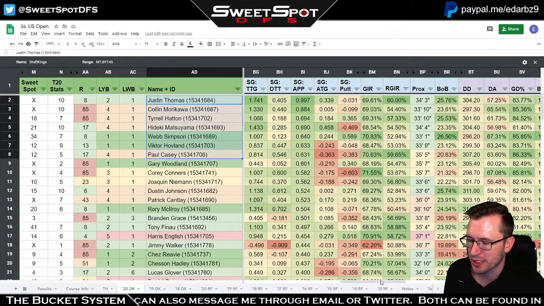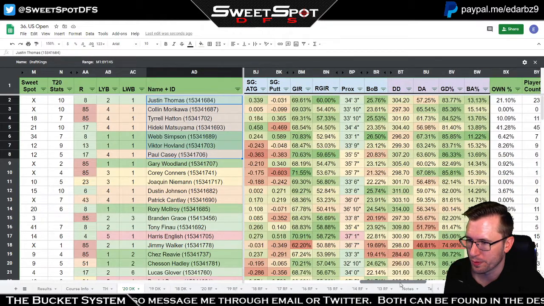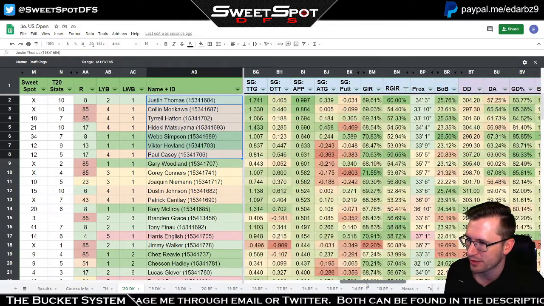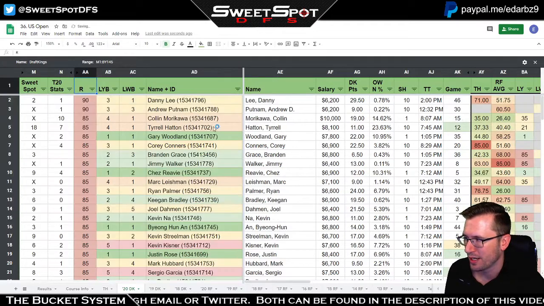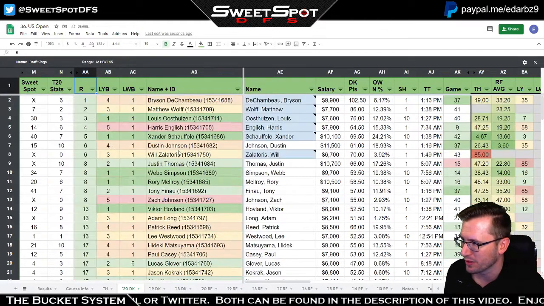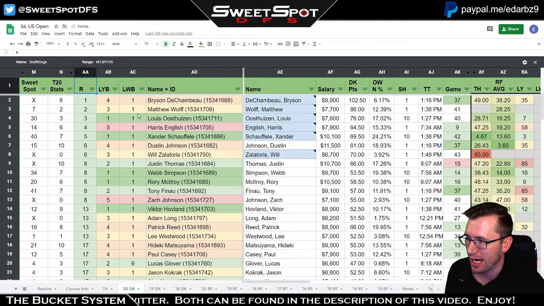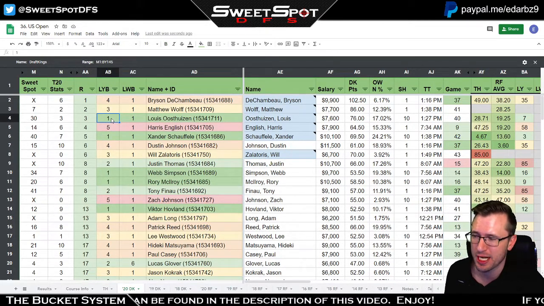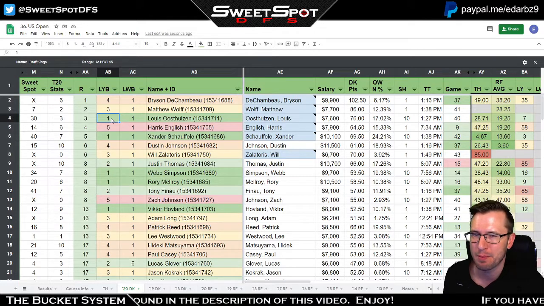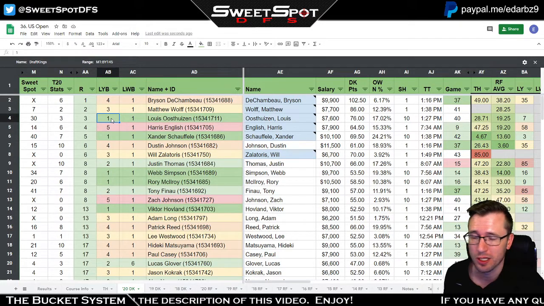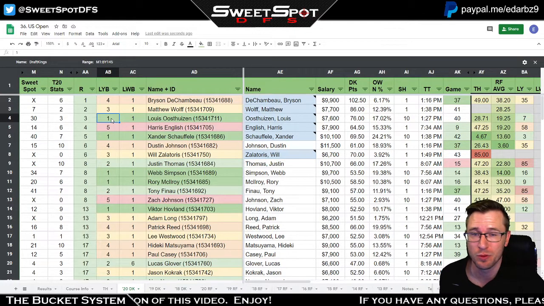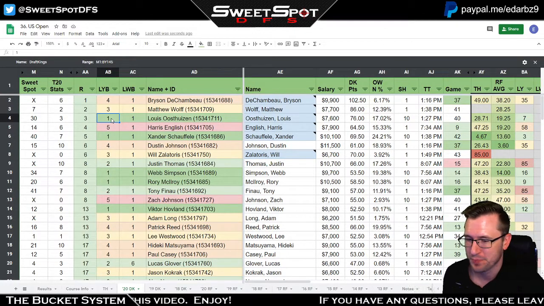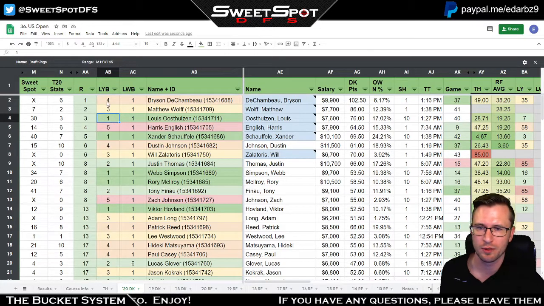It would be interesting to group strokes gained by buckets, but I don't know how to do that. I think that might be a little difficult, but either way, I thoroughly enjoy the simplicity. I understand me explaining it might not be simple, but I enjoy the simplicity of the bucket system. It helps me out so much. And let me just show you the results of the bucket system.